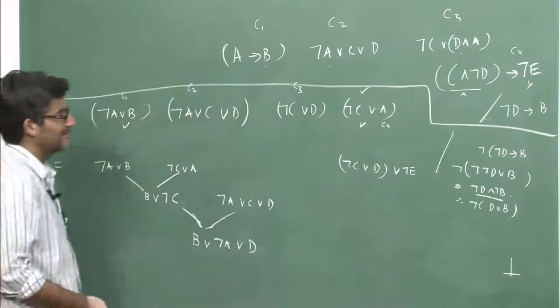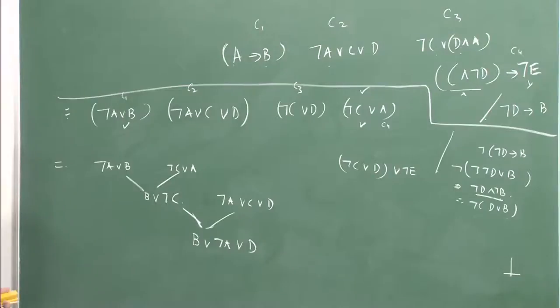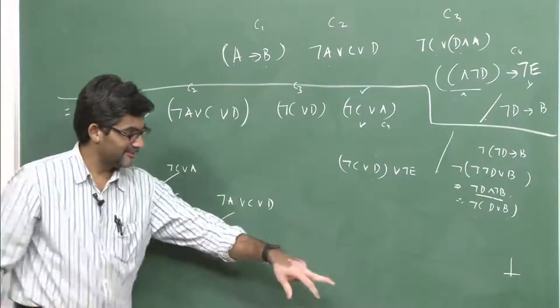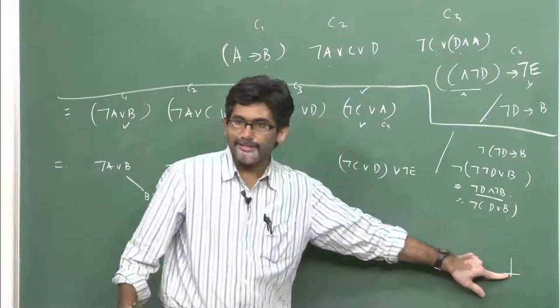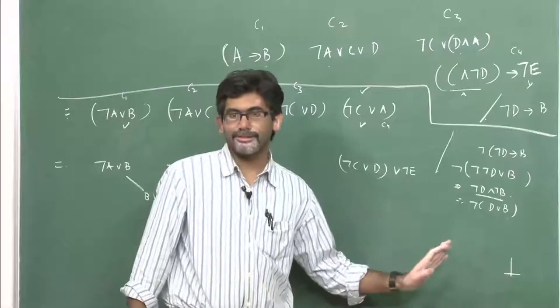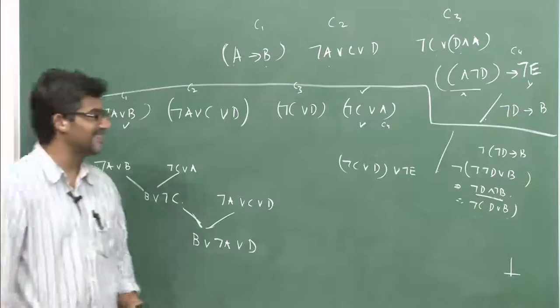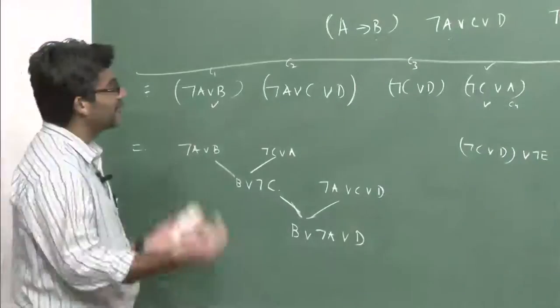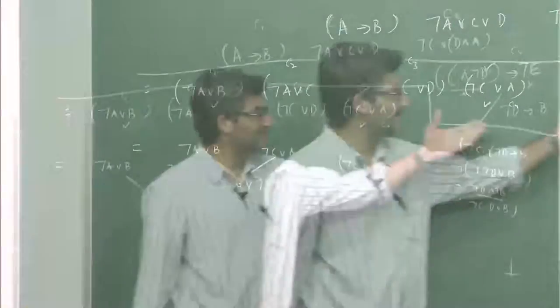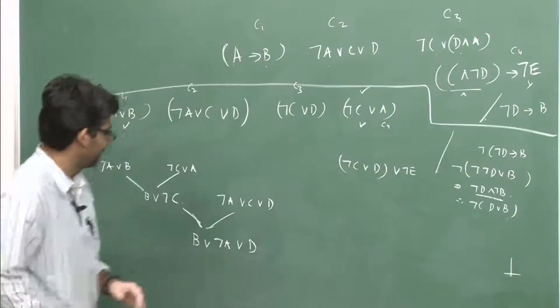So one can apply the resolution principle many times. Ultimately in the process you should be in a position to generate an empty clause, and whenever you come across an empty clause you need to stop the proof procedure, and that will serve as a proof for this particular kind of thing. Denial of the conclusion leads to contradiction.